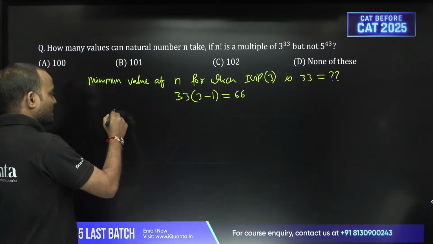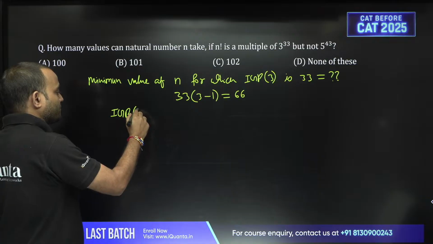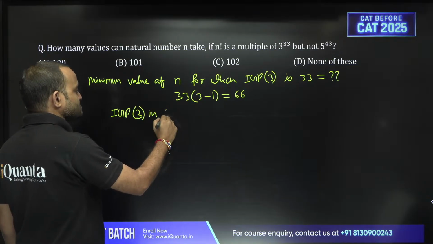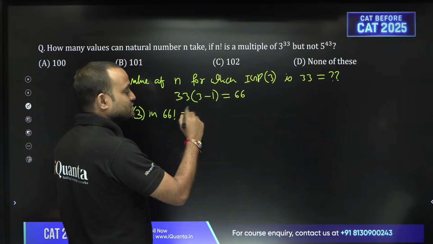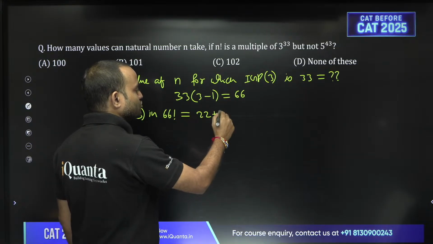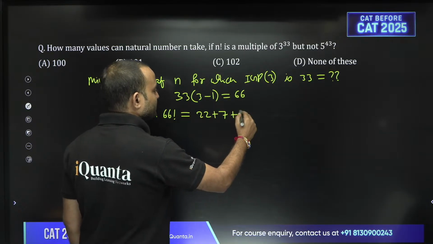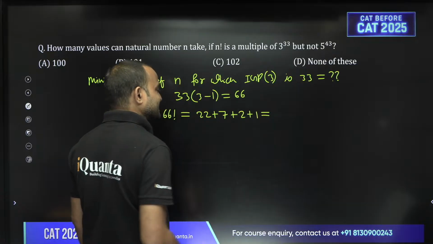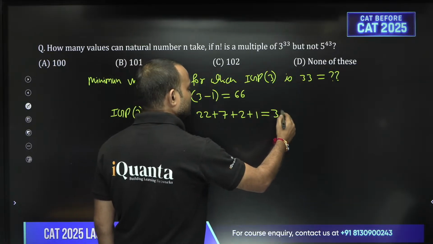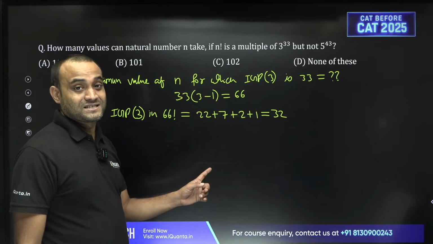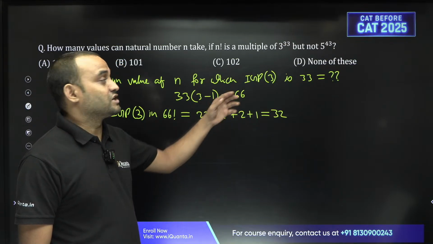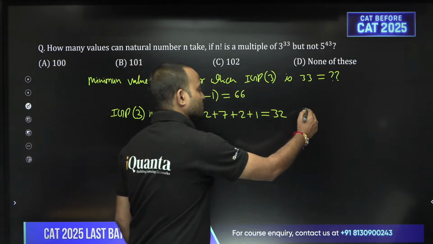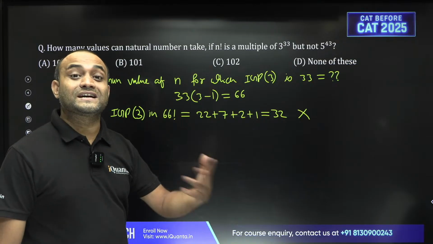Let us check it. IGP of 3 in 66 factorial is equal to 66 by 3, 22, 22 by 3, 7, 7 by 3, 2 plus 1, which is equal to 32. Means 66 does not give us 3 to the power 33, right. So, this is not valid. So, we will have to check the next multiple of 3.